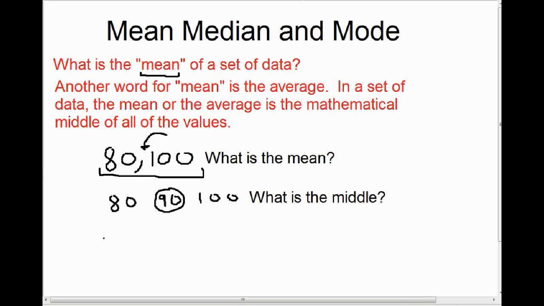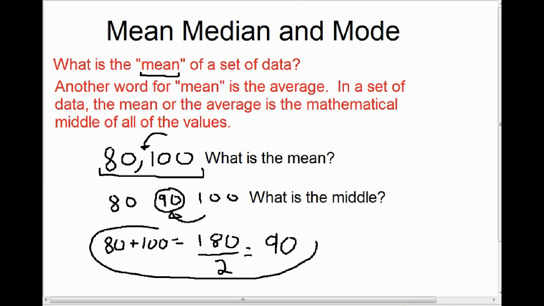Another way to calculate the middle is if we add the two numbers together. So if we take 80 and add it to 100, well, that tells us the total of these two values. And since there are two values, to figure out what's the middle, we divide it by how many values there are. And in this case, there are two values. We divide it by 2. And that gives us the mathematical middle. So you can see the middle of 80 and 100 is obviously 90, but mathematically we can figure that out by adding those two values together and dividing by how many values are there.